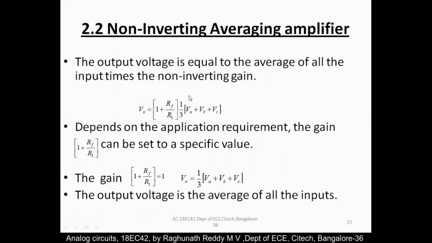Okay, now we have to convert that circuit into an average amplifier. In order to convert it into an average amplifier, we have to set the non-inverting gain 1 plus RF by R1 equal to 1. If you set 1 plus RF by R1 equal to 1, then V naught equals 1 by 3 into VA plus VB plus VC; the output voltage equals the average of all the input voltages.